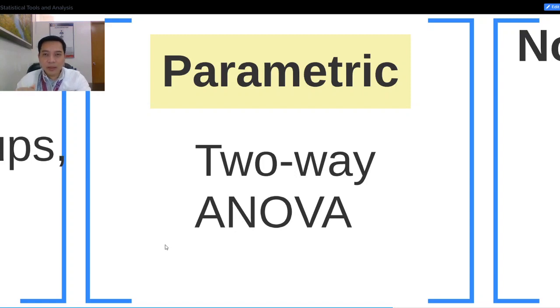In the two-way ANOVA, you're looking at three hypotheses here. First will be on the first variable, male and female, the gender variable. The second variable will be on the age variable.